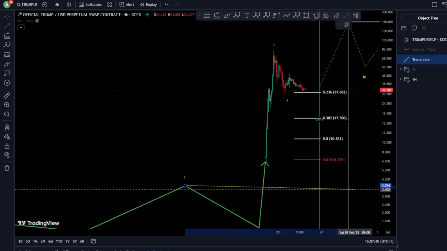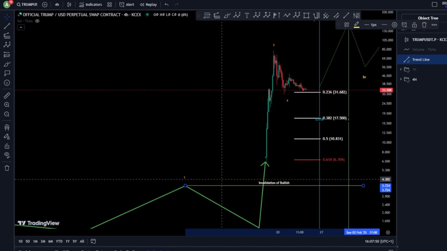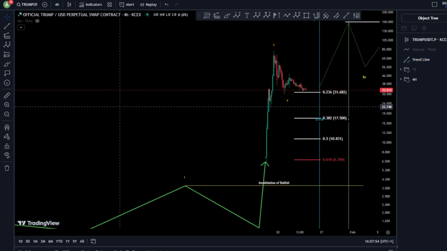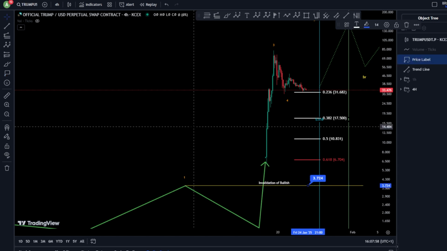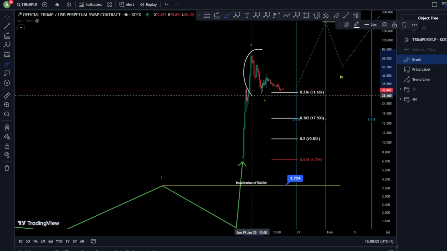I can say that even the invalidation of this coin toward the upside is very far. So invalidation of bullish is very far, which is $3.7, and we are still at $33. So that's why I'm a little bit surprised, guys. Okay, so I think that's still okay. Yeah, it is still okay.